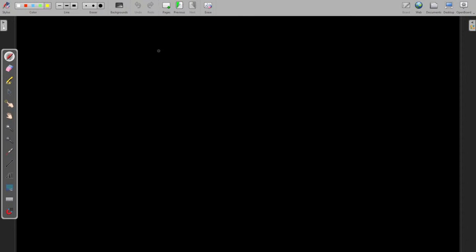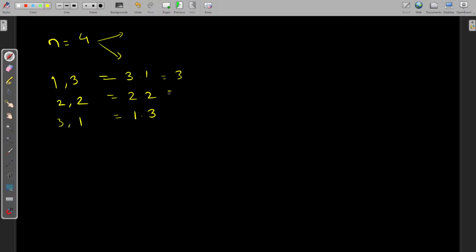Okay, so let's do a dry run. Let's say we have been given an integer equal to 4. What we can do is divide it into two parts, a and b. There are multiple ways to divide it into two parts, right? I can divide it as 1 comma 3, 2 comma 2, or 3 comma 1. The cost if I divide it this way would be 3 into 1. If I divide it this way, the cost would be 2 into 2. Here the cost would be 1 into 3. So 3, 4, and again 3.